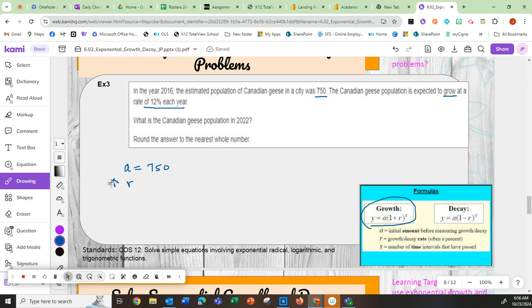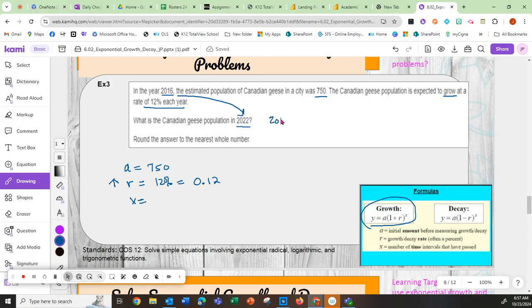The rate is increasing, so I'm going to do a little upwards arrow there just to help me remember, at a rate of 12%. Don't forget to change 12% to its decimal form by moving the decimal 2 places to the left. And then X is going to be the number of years. It says, what is the Canadian geese population in 2022? So you can't put 2022 in. You've got to put how many years have passed from 2016 to 2022.